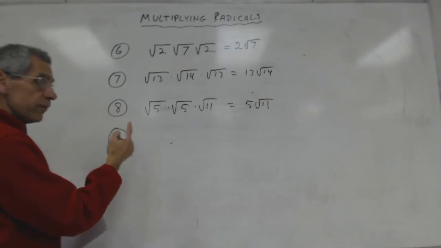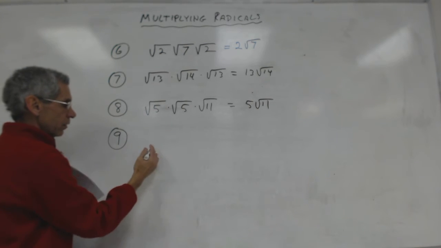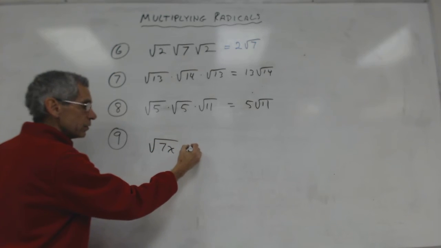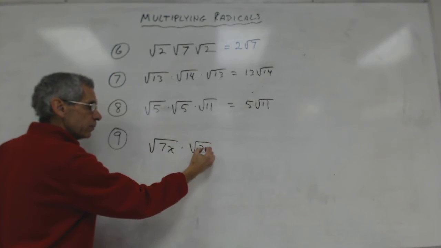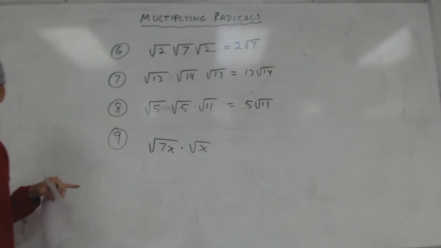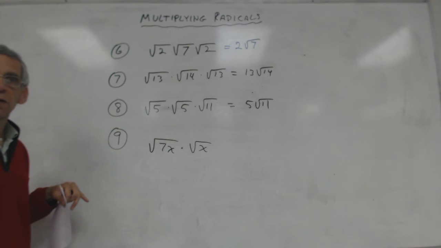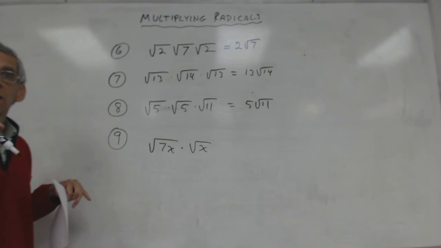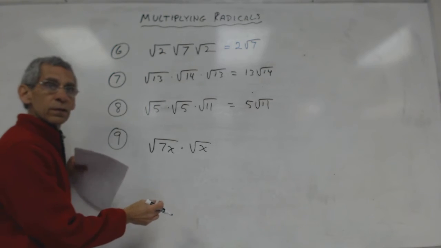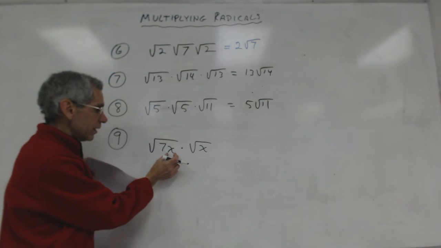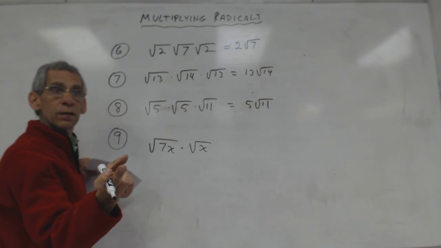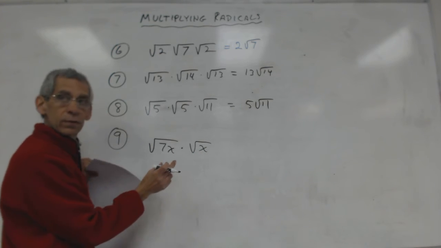What if I gave you this? The square root of 7x times the square root of x. You guys paying attention? Square root of 7x times the square root of x. That would be 7x squared. It's just 7x. Wait, there's no 7 here. Right, and the x cancels out the square root.